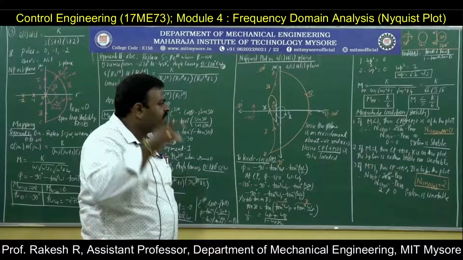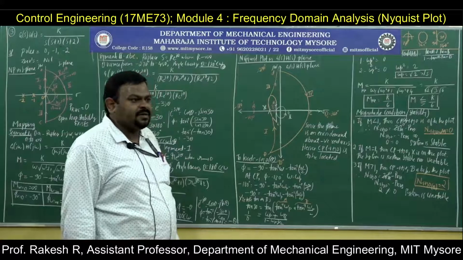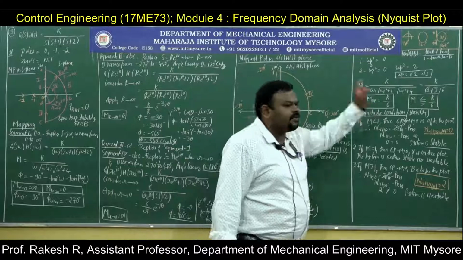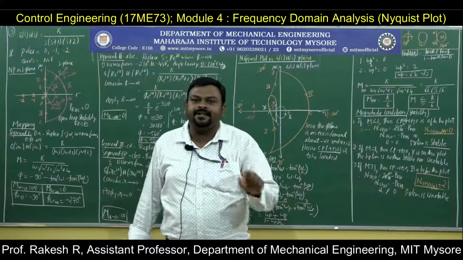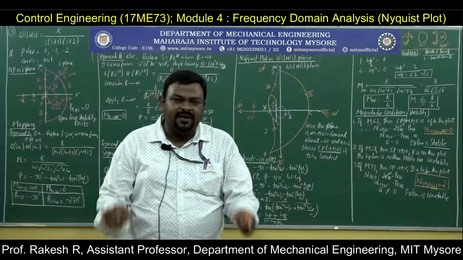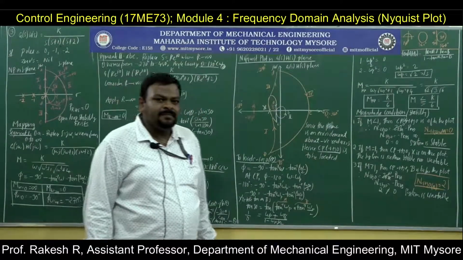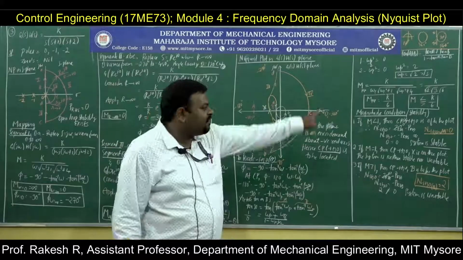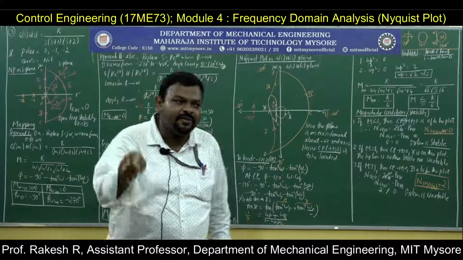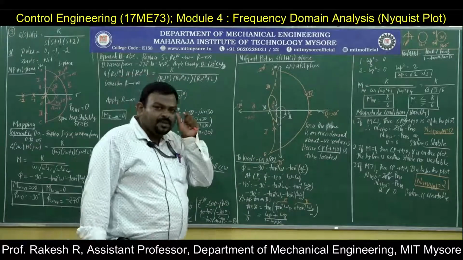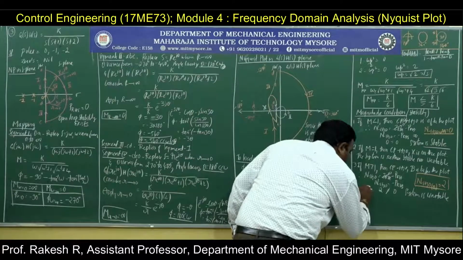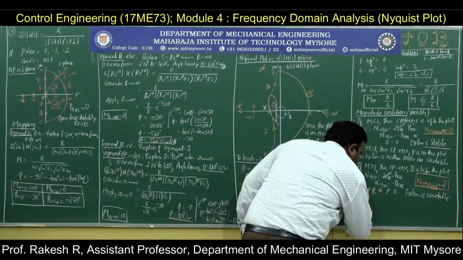After this, in the problem, sometimes they will mention what is the value of K for the stable system. Sometimes they will not mention. If it is not mentioned and you don't determine the value of K, you will lose marks. Even if it is not mentioned, you have to write what is the value of K. What is the value of K for stable system?